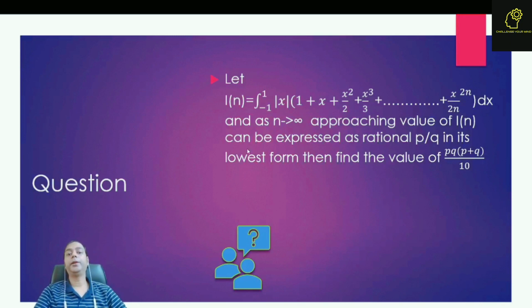Hello friends, in this video I am going to discuss a question from the topic definite integration. This is a very important question from the IIT JEE point of view.